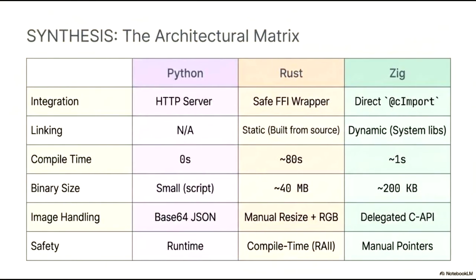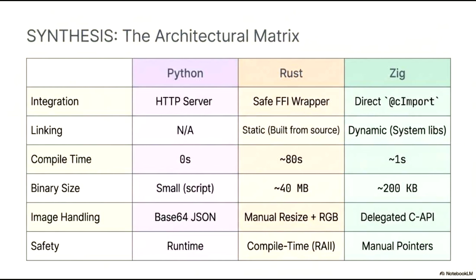This synthesis of the architectural matrix compares Python, Rust, and Zig across several critical development metrics. Starting with integration, Python typically utilizes an HTTP server, whereas Rust employs safe FFI wrappers, and Zig offers direct C integration via its @cImport feature. In terms of linking and deployment, Rust builds from source for static linking, resulting in a larger 40 megabyte binary, while Zig links dynamically to system libraries to maintain a minimal 200 kilobyte footprint.